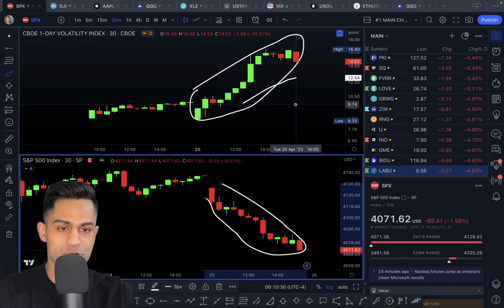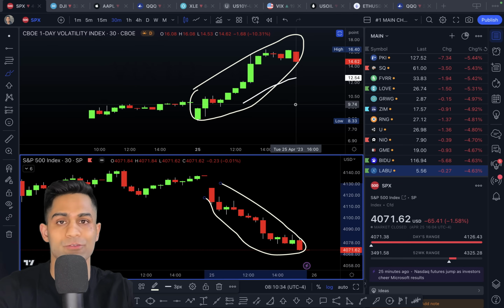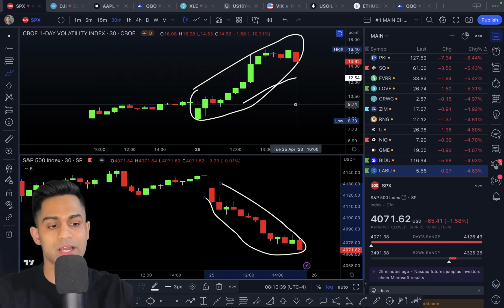So just wanted to present this. This is definitely going to be an additional tool in your arsenal to use if you are day trading, swing trading, options trading. Definitely something that you can utilize to make better decisions. So hopefully this helps you out a little bit.